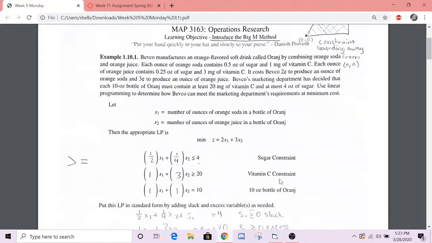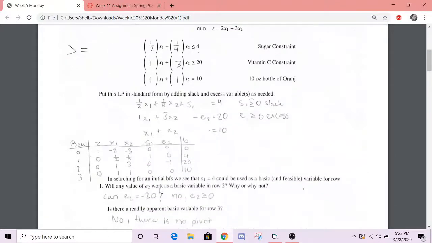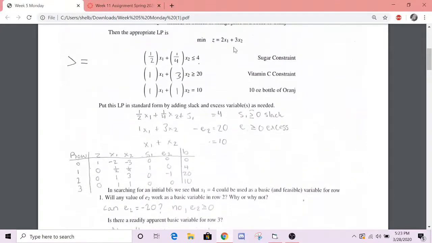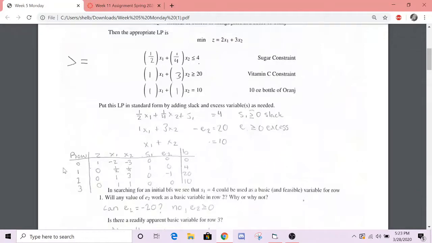Our last constraint is the 10-ounce bottle of orange, because we're making a 10-ounce bottle. We want x1 plus x2 to be equal to 10. So x1 is going to be our amount of orange soda and x2 is going to be the orange juice. Okay. So then we want to put this LP into the correct form so that we can put it into a table, or a tableau.